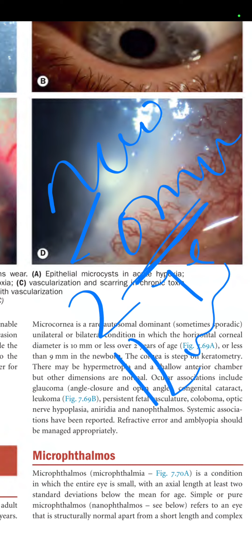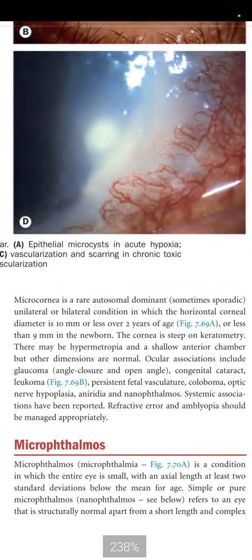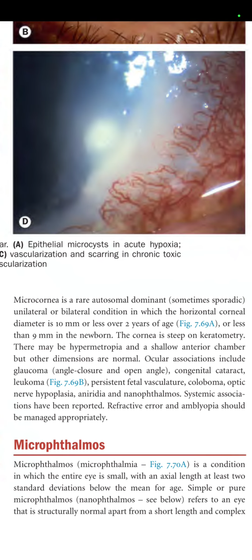So how do we diagnose this? If the cornea diameter is less than 10 millimeter at 2 years of age and less than 9 millimeter in a newborn, it is known as microcornea. The cornea is steep on keratometry. There may be hypermetropia and a shallow anterior chamber, but other dimensions are normal.